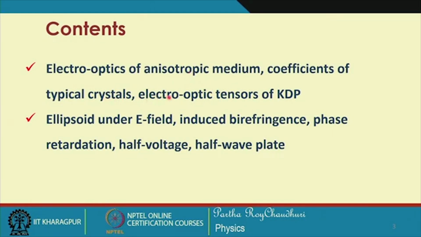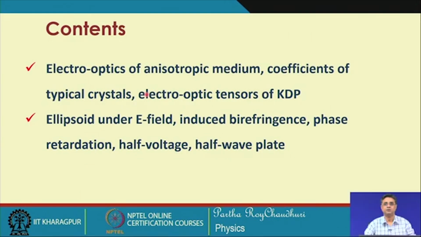crystals. We will provide a list of the typical crystals with their properties, refractive indices, electro-optic tensor coefficients. Then ellipsoid under electric field, we will look at the induced birefringence. Then we will try to evaluate the phase retardation, half voltage, and the action as a half wave plate, and then we will continue this anisotropic crystal KDP for longitudinal modulators as well as transverse modulators in the subsequent discussions.